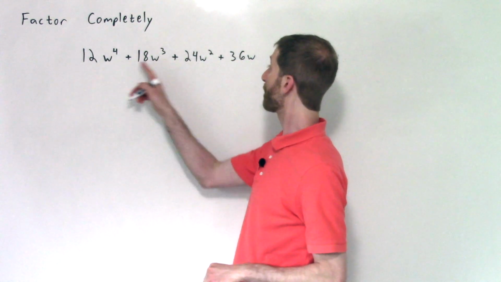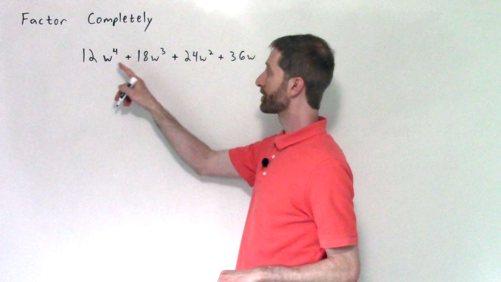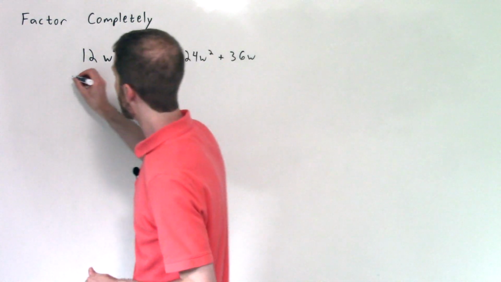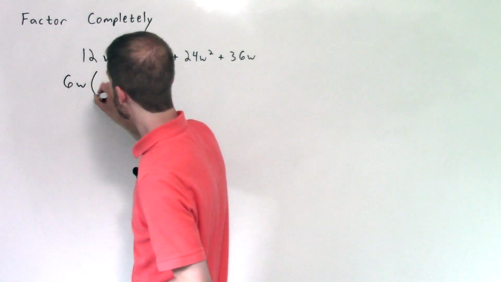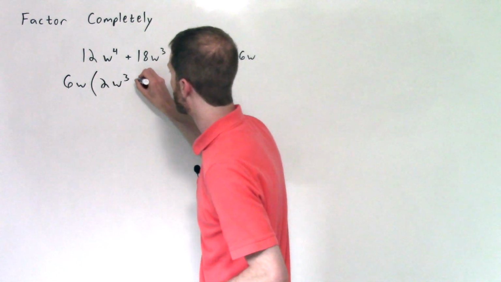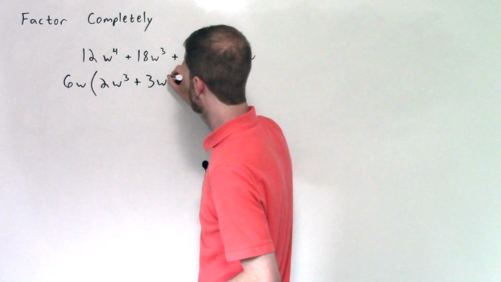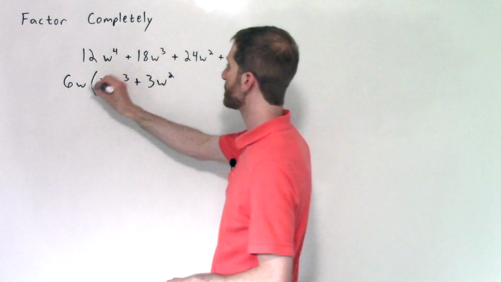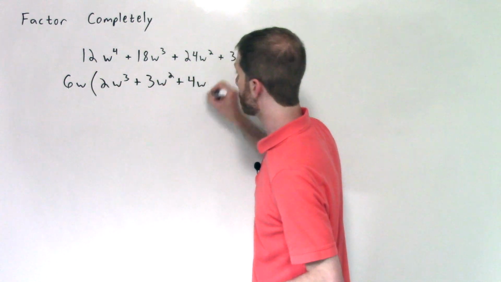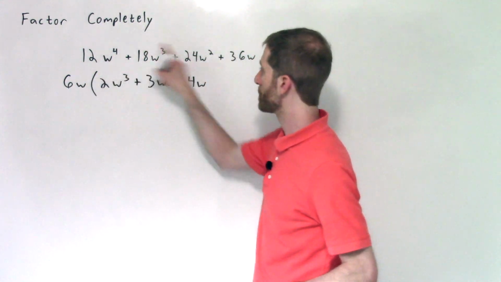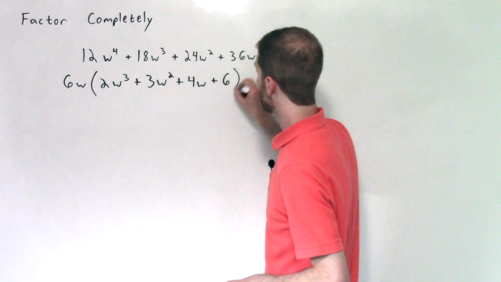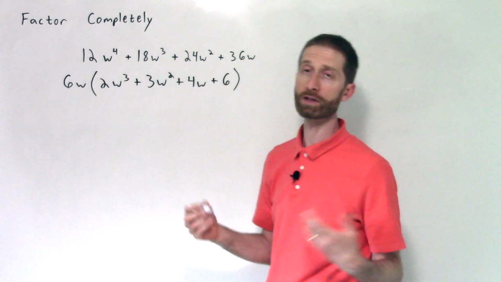So the GCF of this whole thing is 6, because 6 goes into 12, 18, 24, and 36W. So I'm going to pull that out first. So I have 6W times 2W cubed, which gets me back to 12W to the fourth, plus 3W squared, because 6 times 3 is 18, W times W squared is W cubed, plus 4W, because 4 times 6 is 24, W times W is W squared, and then plus 6, because 6 times 6W gives you 36W.